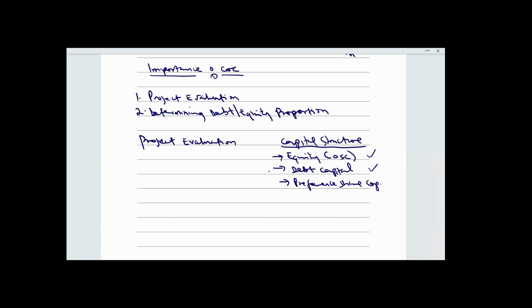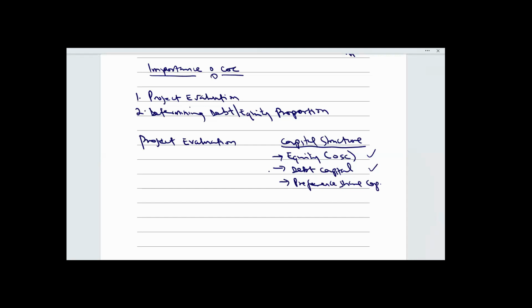Therefore, the company will need to determine the debt equity proportion. That is, what is the percentage of debt? What's the percentage of equity as you carry in the balance sheet, that is in the capital structure, for me to be able to minimize the overall cost of capital?